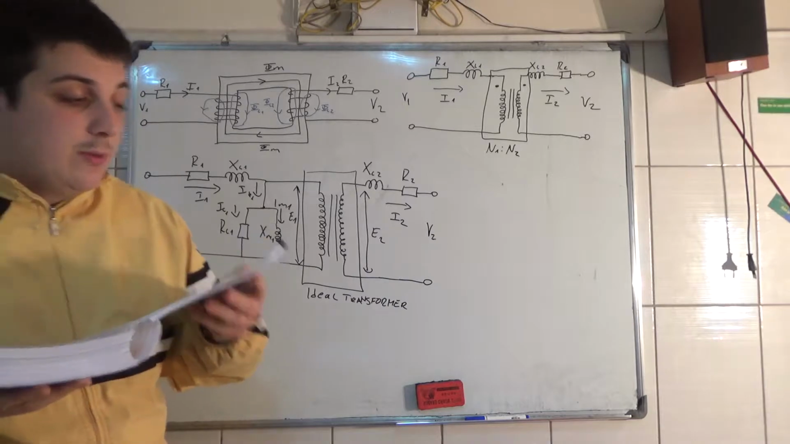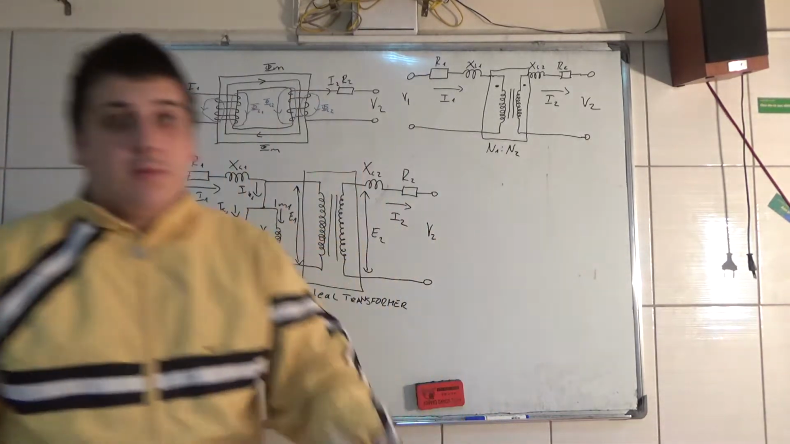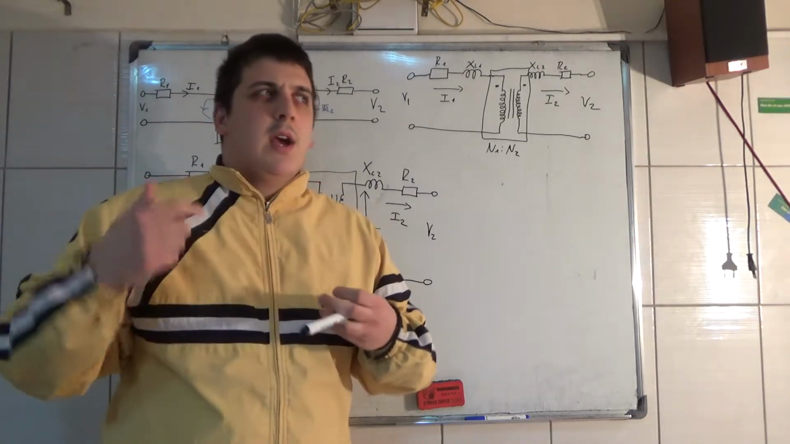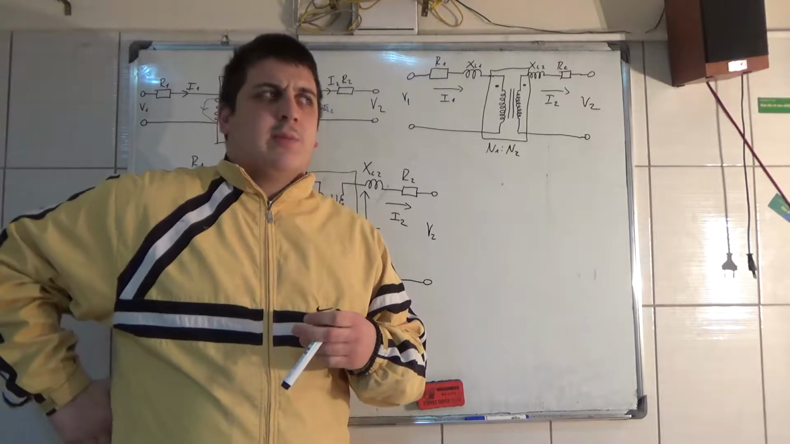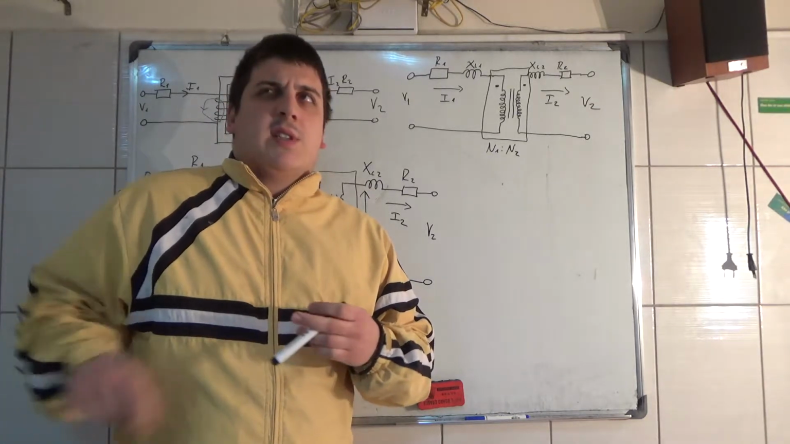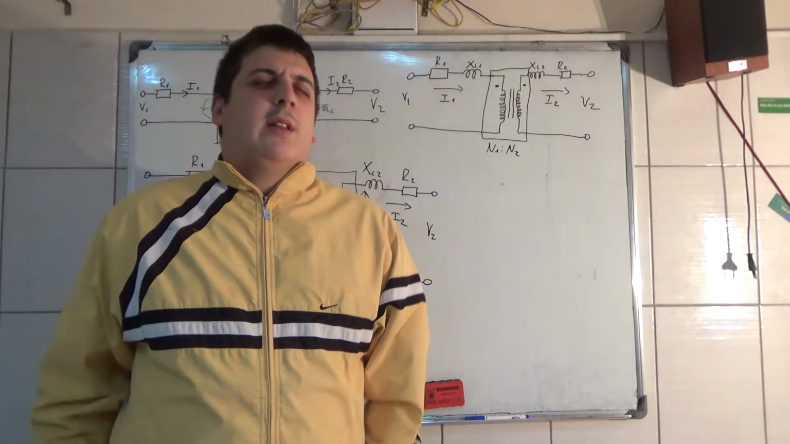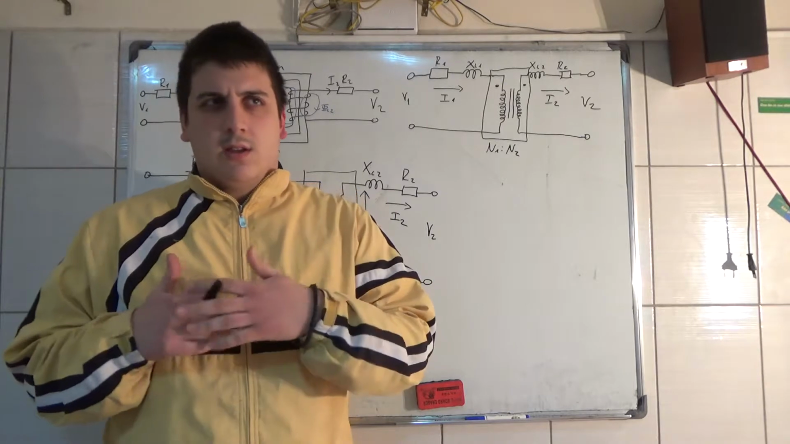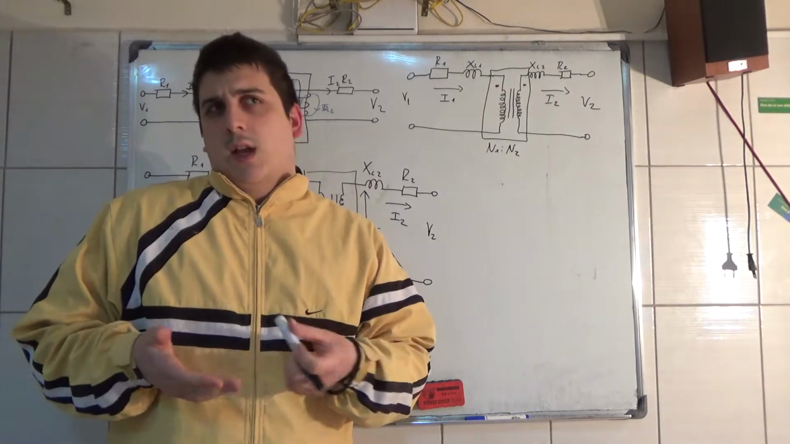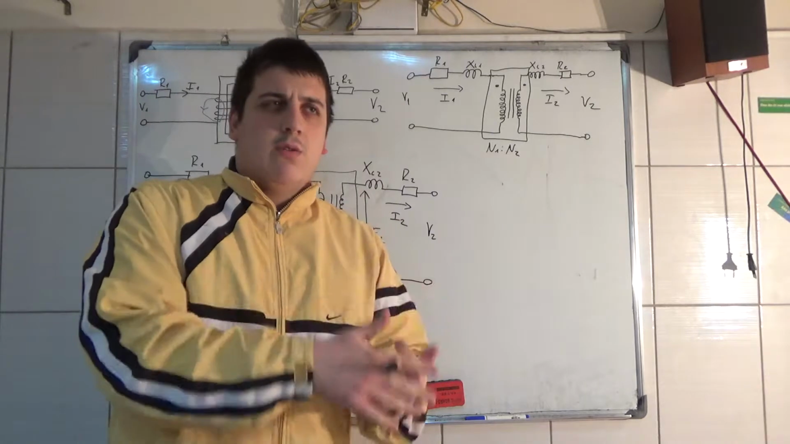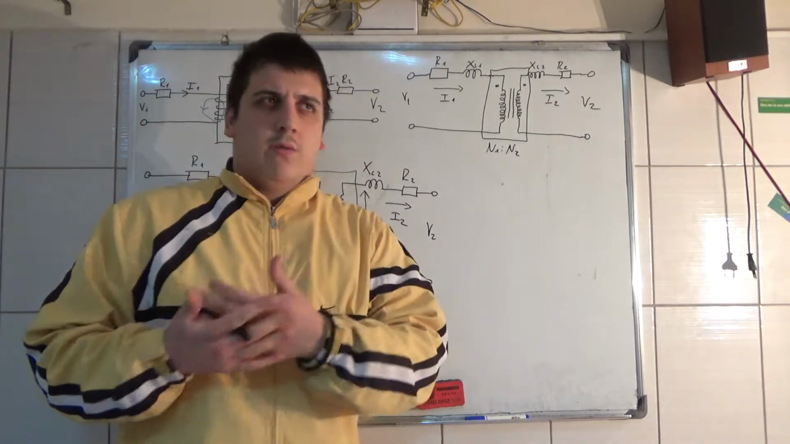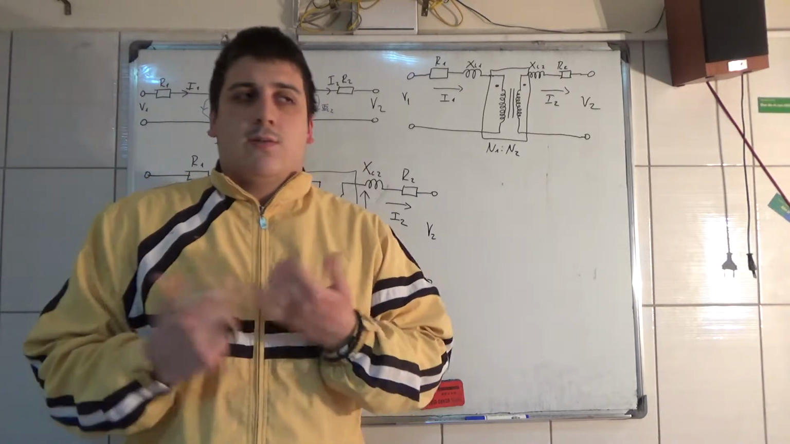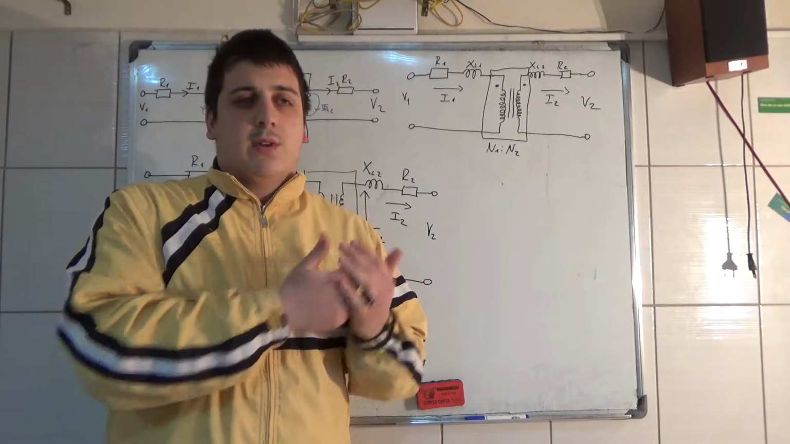Two videos before this one, I think it was the second video, I explained what an ideal transformer is. You know that when something is called ideal in engineering, it doesn't exist in real life. In that video we saw the ideal characteristics of transformers.